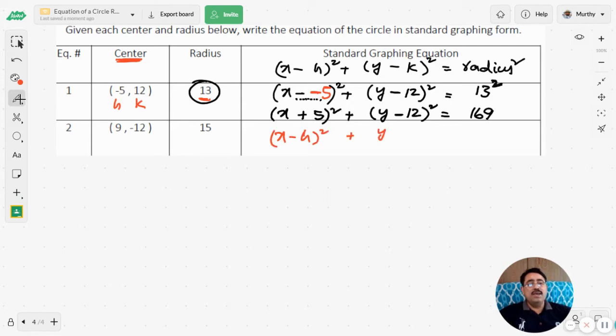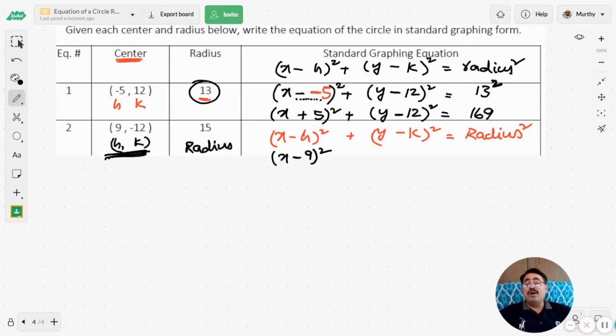plus y minus k square equals to radius square. Every time please write the formula. Now just plug in these values. This is h, this is k. Therefore, x minus what is h value means you can see that 9 square. Don't forget to label this way. When you label it, you can avoid lot of mistakes.